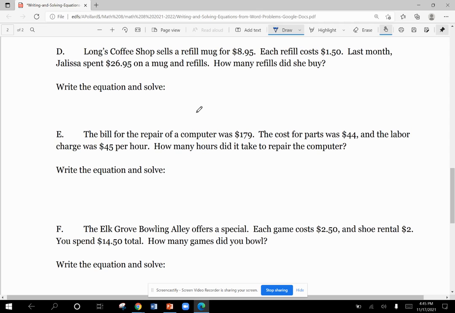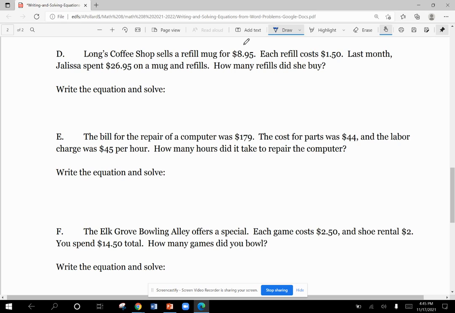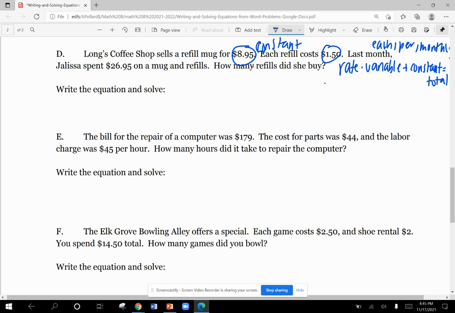So the refill mug, you're paying for that no matter how many refills you get, no matter if you just bought it for that one day. So that is going to be our constant term. And let me write down what we're looking for. So we always want our rate times our variable plus a constant equaling a total amount. So we have our constant. Anytime we see each, per, monthly, something like that, we are going to know that's our rate. So it says each, so we know that this is our rate.